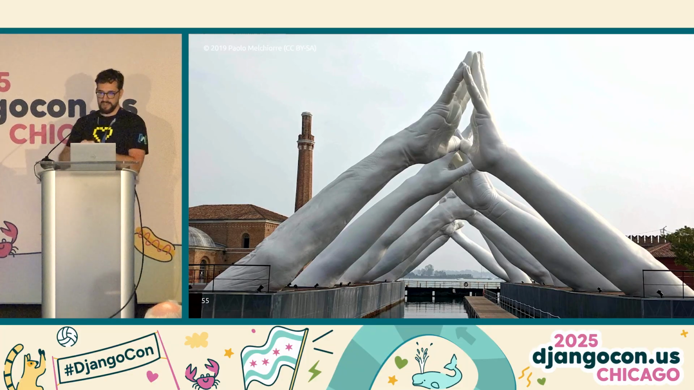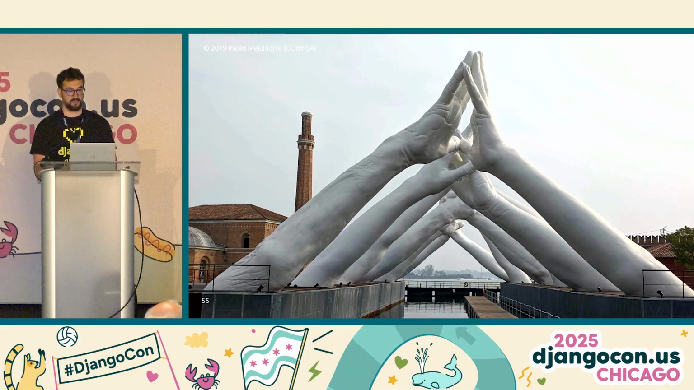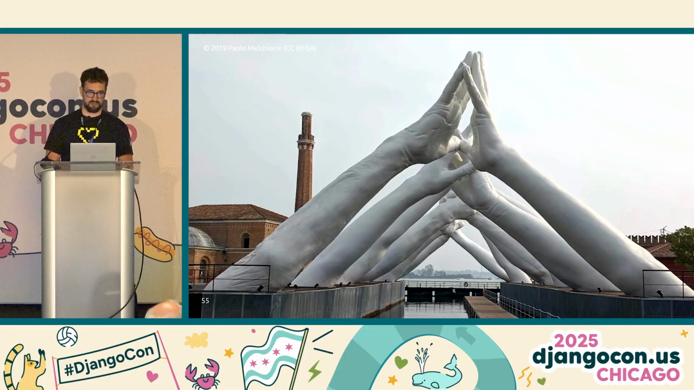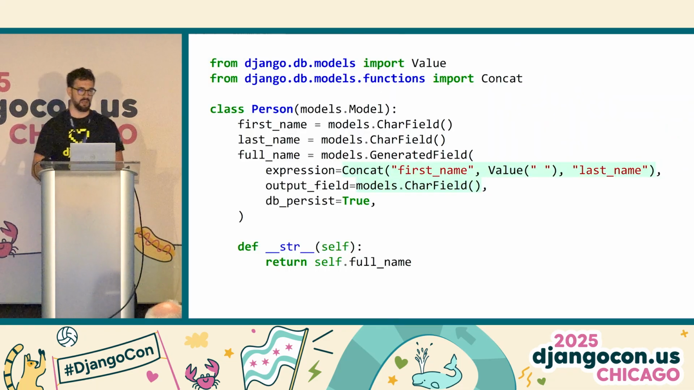So let's go back to Venice. This is a sculpture by Lorenzo Quinn. It gives me the idea of connecting things between borders. And what I tried to do was connect, in a Person class, the two fields, the first and the last name, to create the full name. That is very easy.